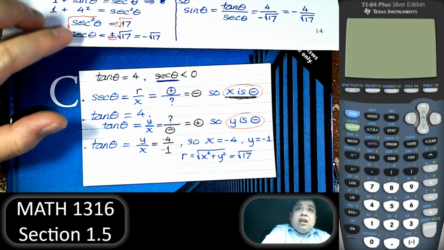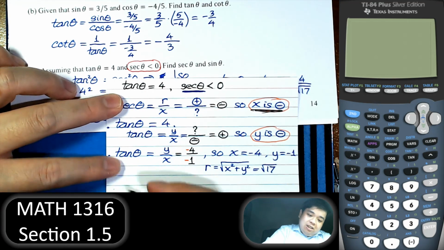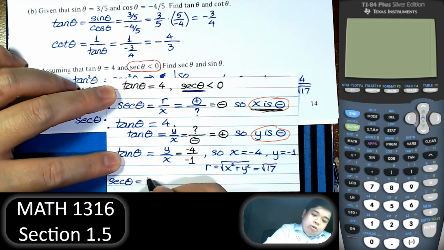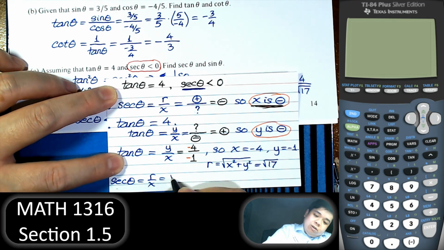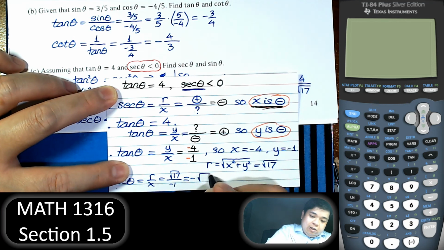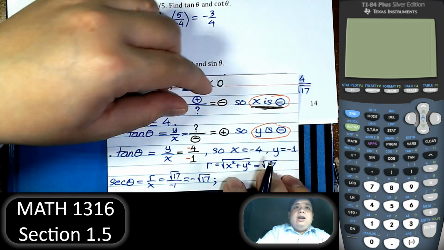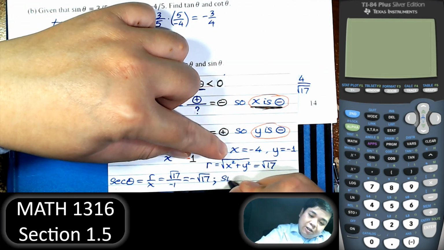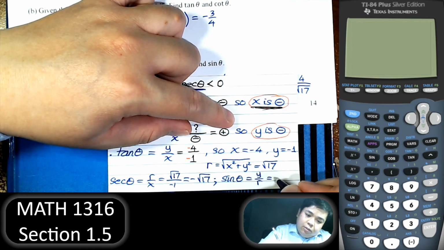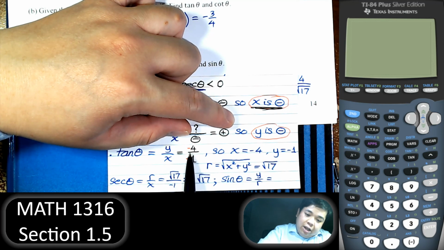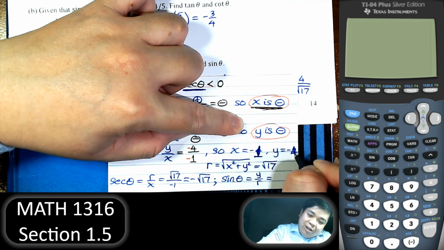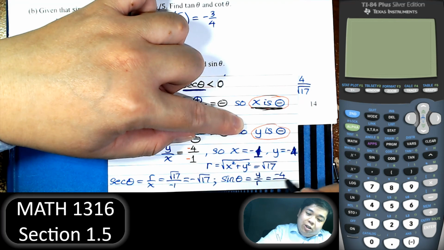The rest is easy. The question wants us to find secant, which is r over x. And then sine, y over r. Yeah, because I wrote this backwards. X is negative 1, y is negative 4. Sorry. So we have negative 4 over square root of 17.